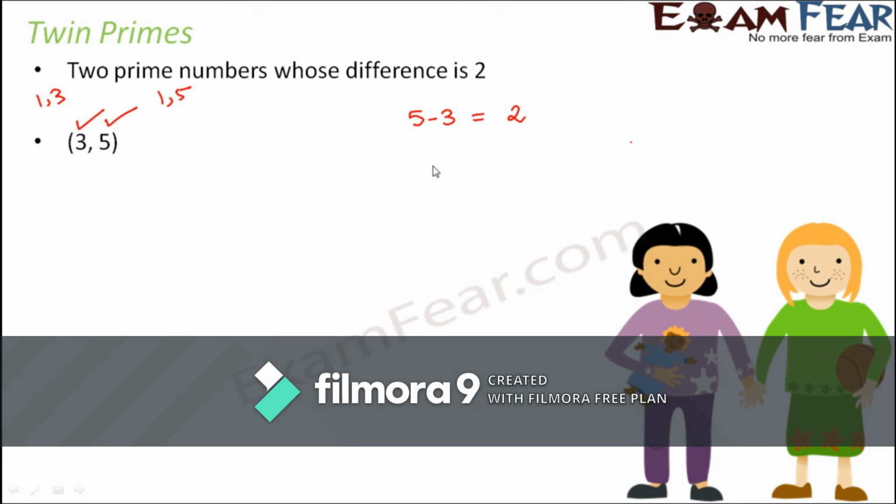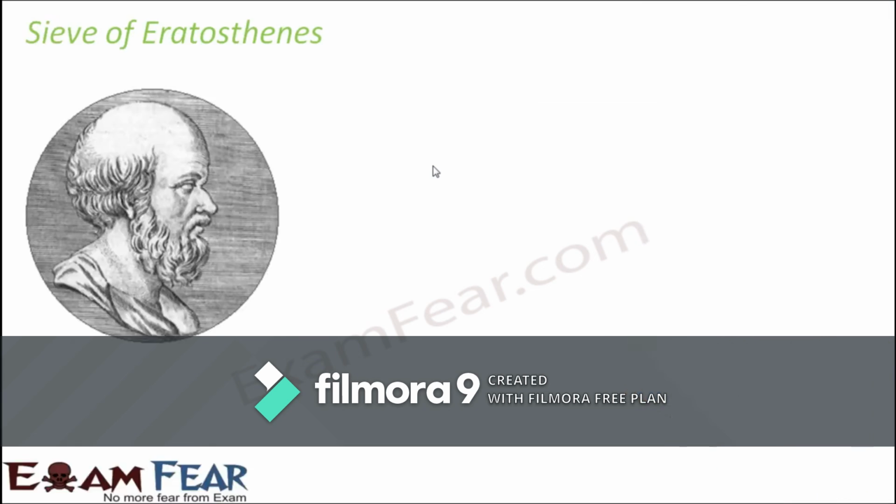So any such two numbers which are both primes and the difference between the two is 2, they are called twin primes. 5 and 7 is another example. The difference is 2, both are primes. 11 and 13 is another example where the difference is 2 and both of them are prime numbers. 17, 19 is yet another example. So in this way, wherever you see any two prime numbers whose difference is 2, they are called twin primes. 29 and 31 is another example. 41, 43 is also an example of twin primes.